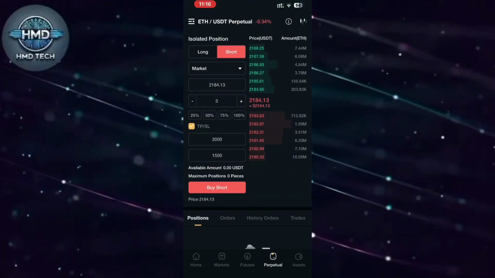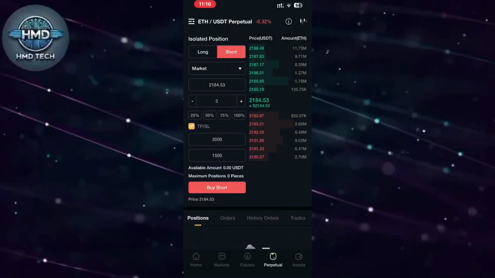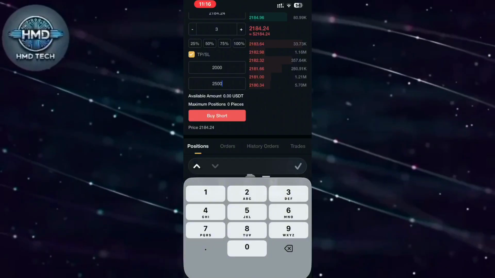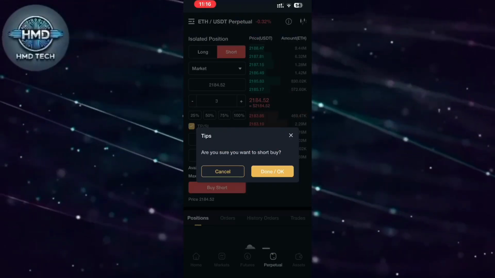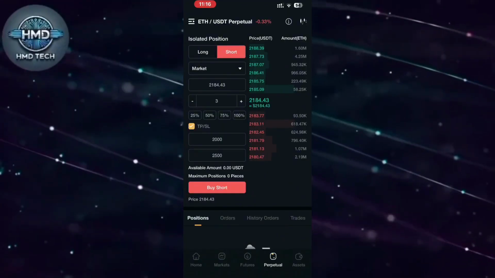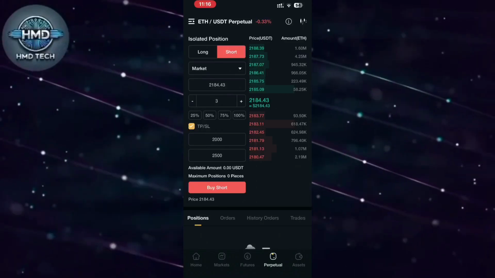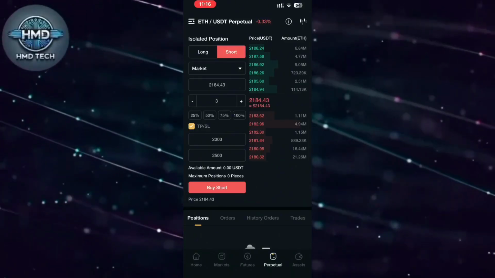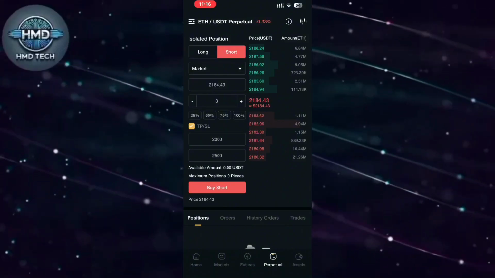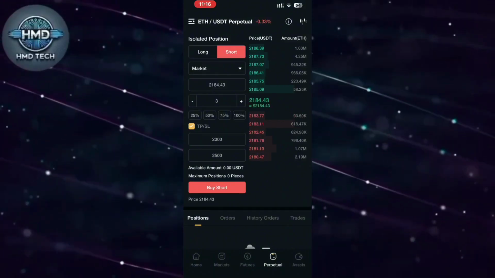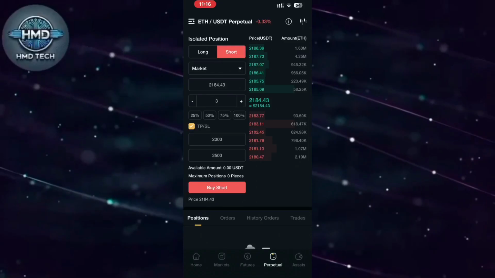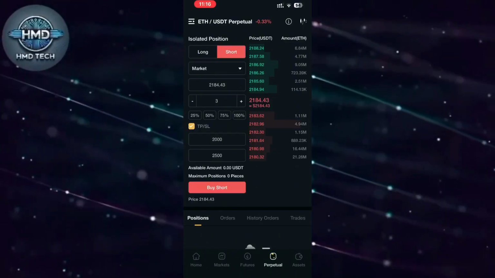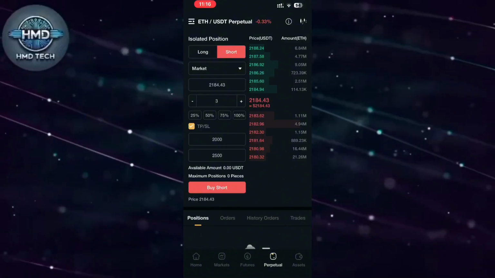What happens next? Your short position opens, price moves up or down, and profit and loss update in real time. What you just did: you entered perpetual trading, selected a short position, chose order type, set trade size, and executed the trade. That's a complete short trade setup. To summarize, opening a short trade on DSJ involves going to the perpetual section, selecting short, choosing between market or limit orders, entering your quantity, and confirming the trade.